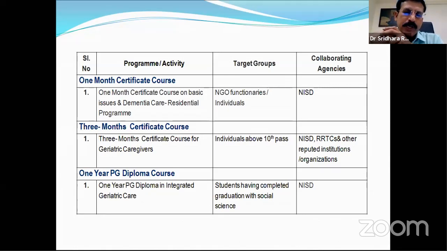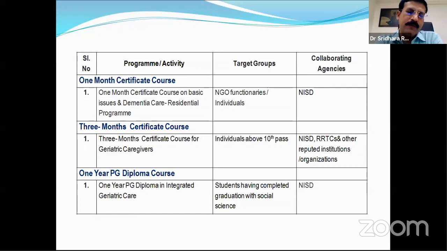Now this 1-year PG diploma is affiliated with TISS Bombay. For basic qualification, any degree is required, but we especially give preference to the social science background. And every year MSW students also come and take admission in this course.